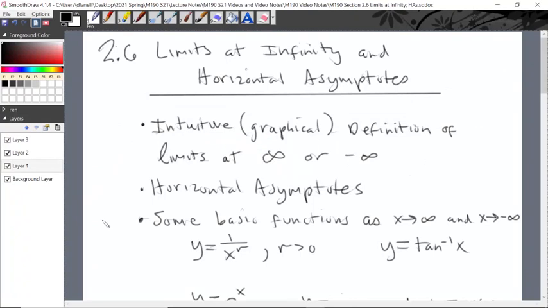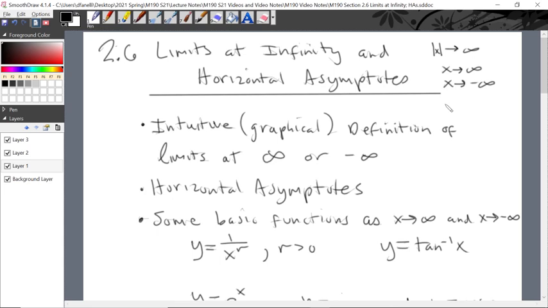Hello and welcome to this section on limits at infinity and horizontal asymptotes. So we're going to be evaluating limits as the input variable x goes to either infinity or negative infinity. Another way to say that is that the magnitude of x is made to be as large as possible. So the absolute value of x is approaching infinity, which means either x itself is going to infinity or x is going to negative infinity, in the sense of the limit.